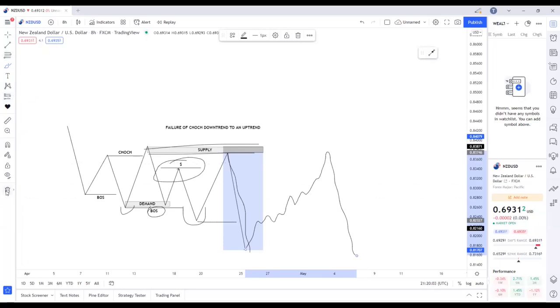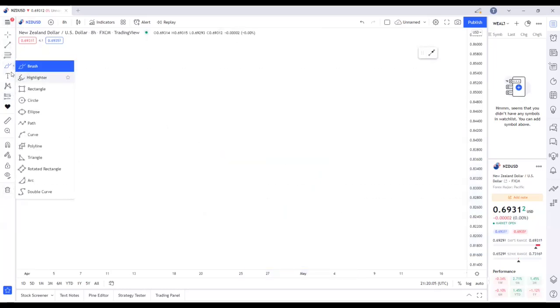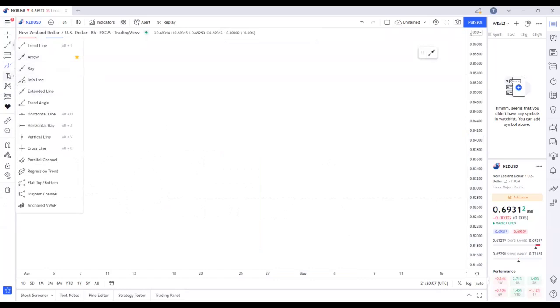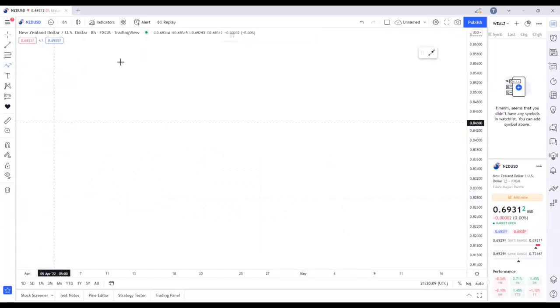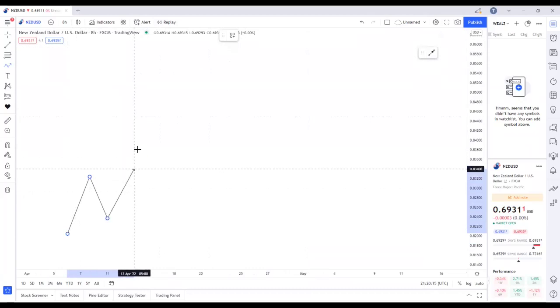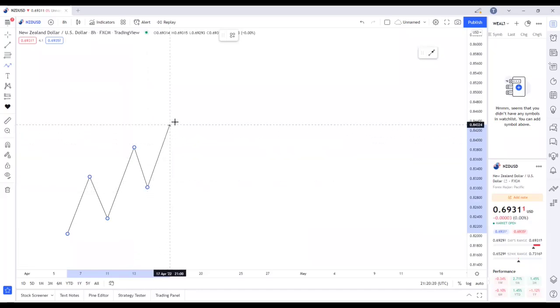So now guys, let's go deep. Let me remove everything and let's talk. So for example, let's say that the market is currently pushing to the upside. Pushing to the upside nicely, creating what? Creating our lower lows, our lower highs, our lower lows, our lower highs.